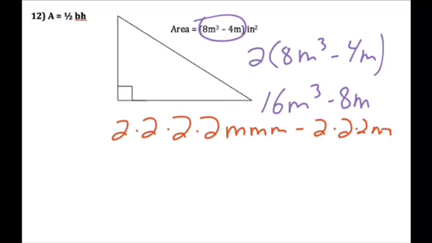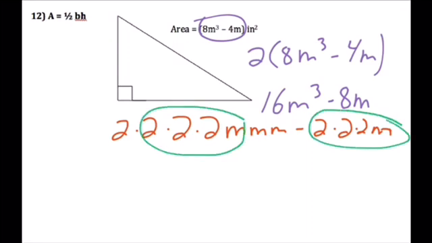Okay, we're going to circle what they have in common. They have 3 2's and an m. And here we have 3 2's and an m. So outside my GCF is 8m. And left inside is 2m squared, subtract 1.